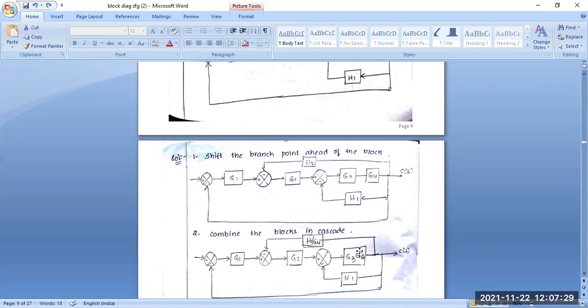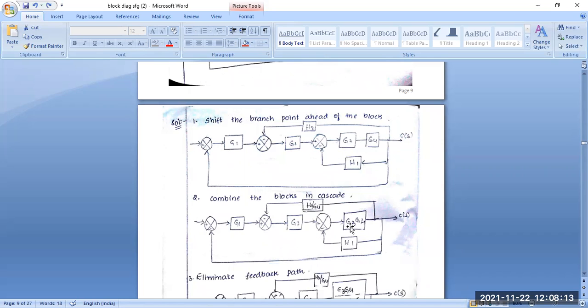For G3 and G4, one feedback loop, H2, has to be attached at this summing point, according to shifting the branch point ahead of the blocks. That gives H2 by G4, which is why it is written here as H2 by G4 according to the rules. Next we combine the blocks in cascade, G3 and G4. This is the cascading system we apply here.